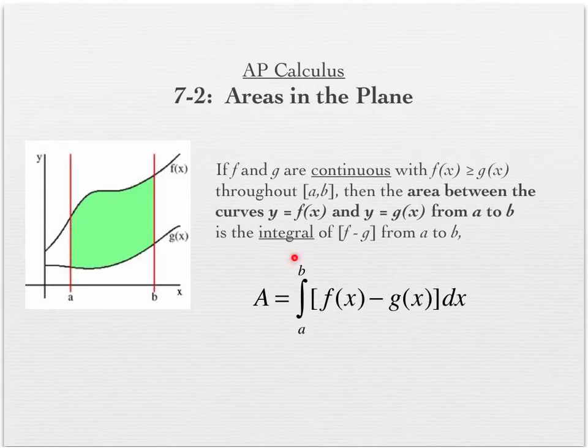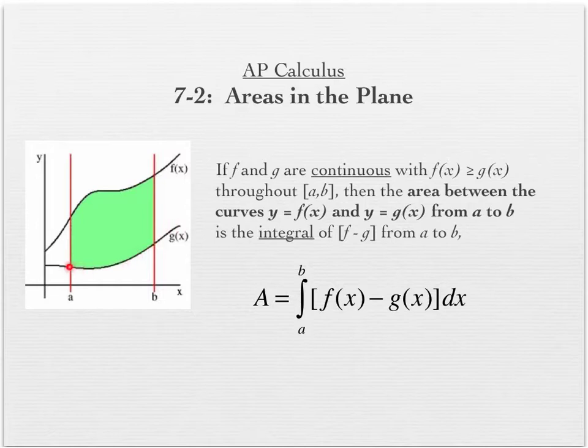Here's what that integral looks like. So f of x minus g of x dx. Kind of makes sense if you think about it. Remember, if we just took the integral of f of x by itself, that would be the area under the curve. That would go all the way down to the x-axis here. That would be this whole big region here that I'm highlighting right now.